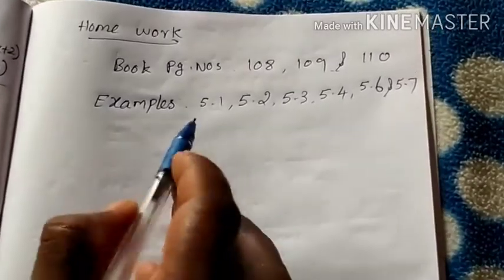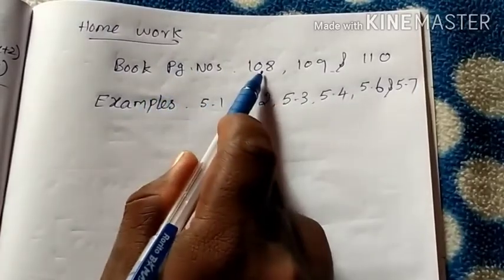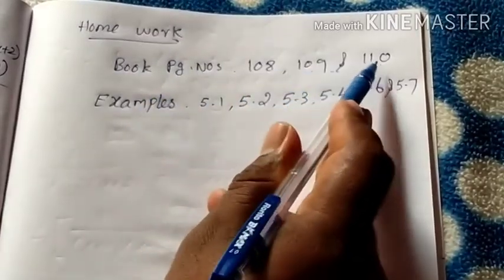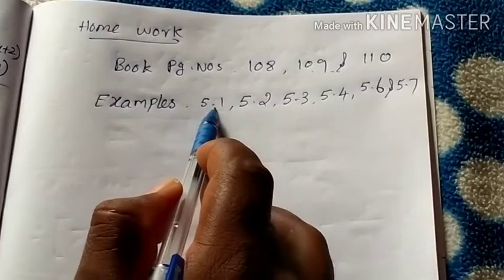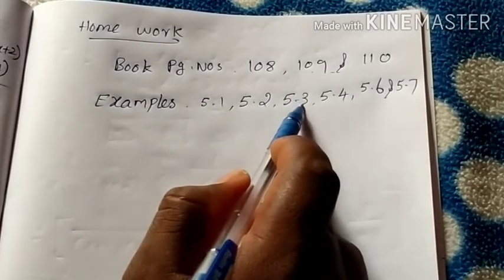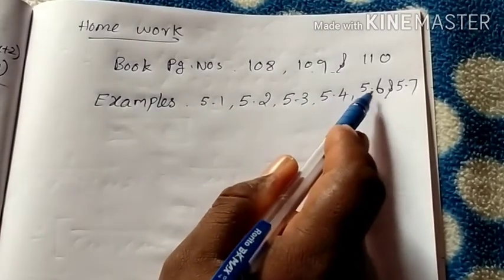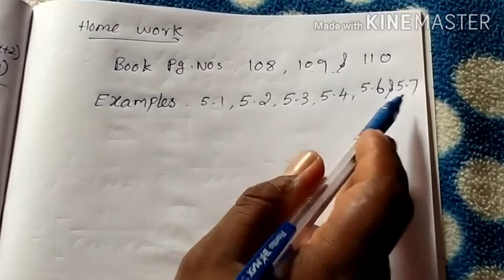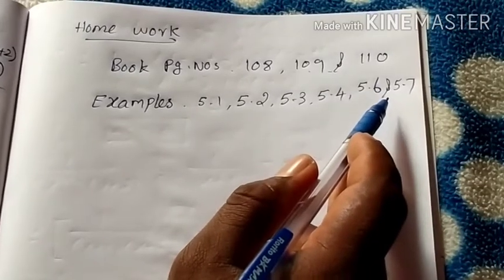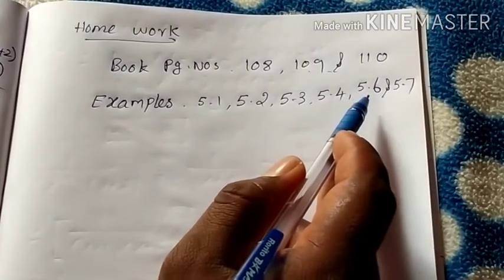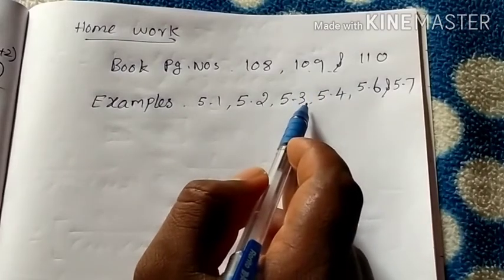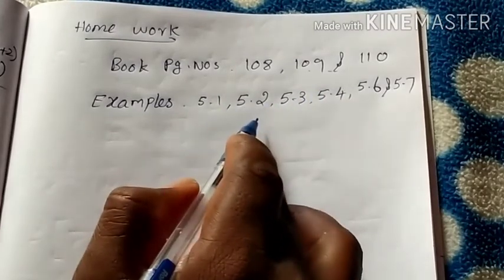Okay, dear students, today's homework, book page numbers 108, 109 and 110. Examples 5.1, 5.2, 5.3, 5.4, 5.6 and 5.7. Okay, using the forward difference operator and shifting operator to solve the given questions.